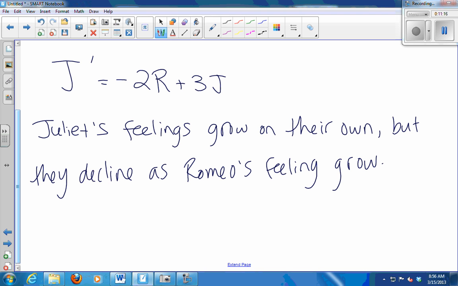What romantic style could we give this name? Unhealthy. I like that. So for some reason, as she loves Romeo, her own feelings cause her love to grow. But Romeo loving her back causes her love to die. Right. So yeah, that's a little unhealthy.